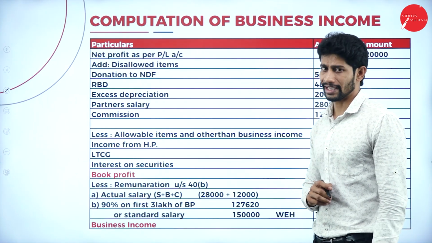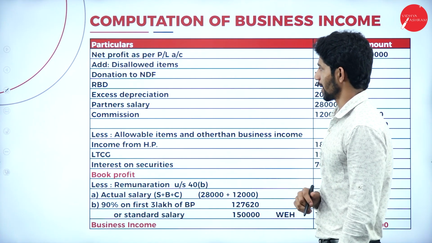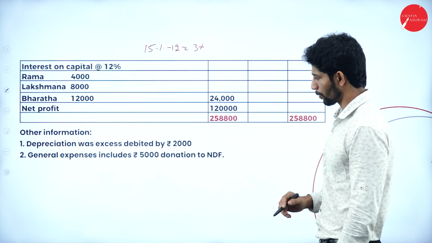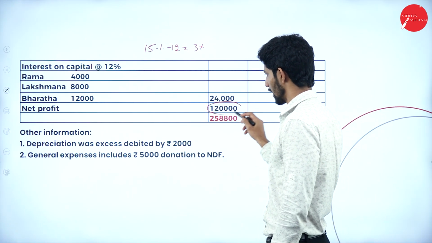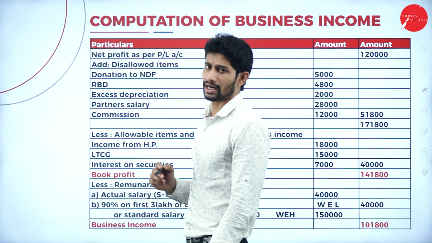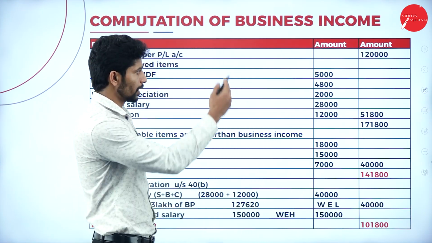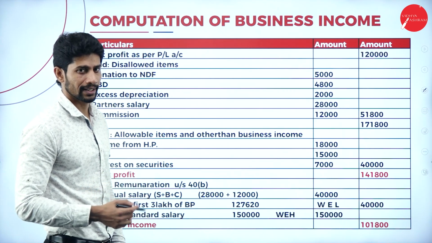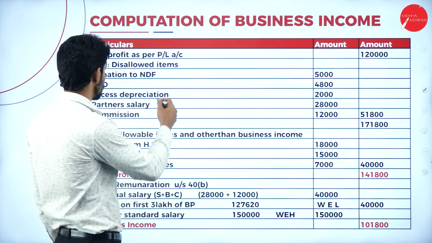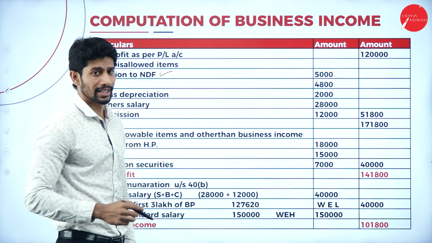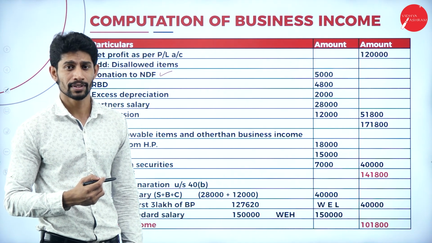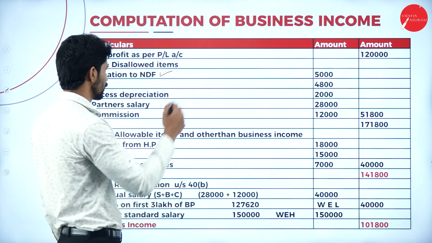Computation of business income. Net profit as per P&L account. What is the net profit in the problem? It is rupees 1,20,000. Add disallowed items to the 1,20,000 in the outer column. The first one, donation to NDF, which is included in general expenses: donation to NDF 5,000.